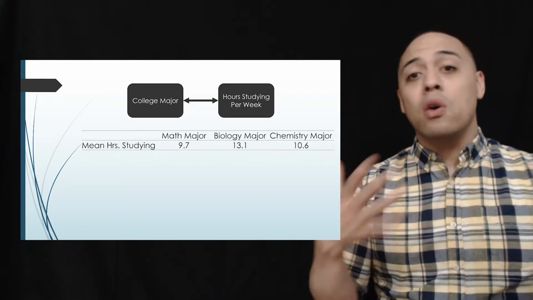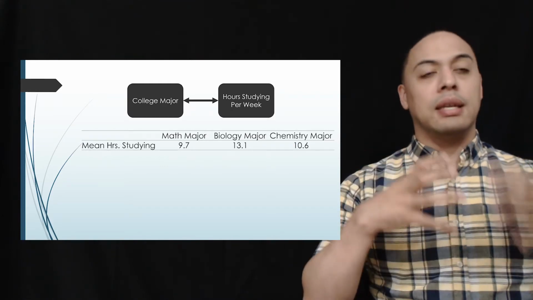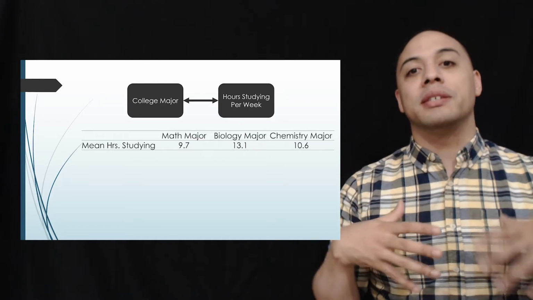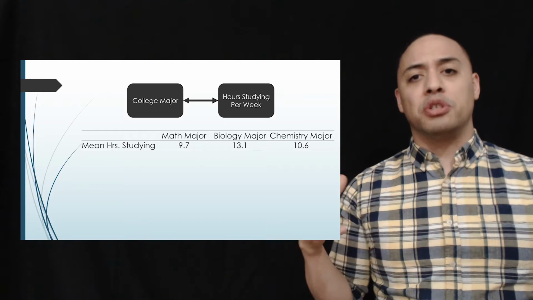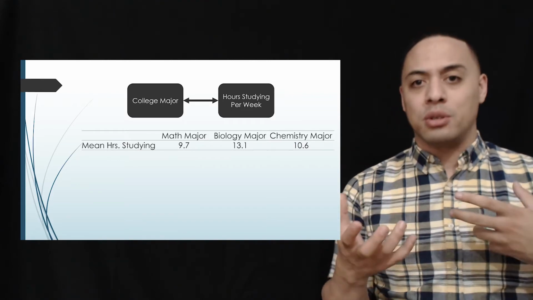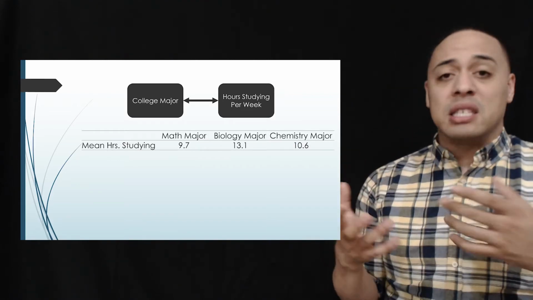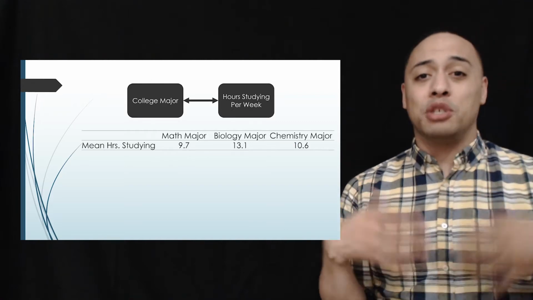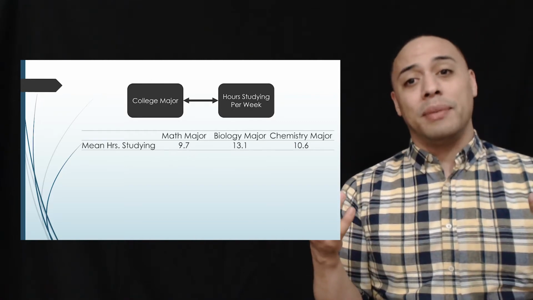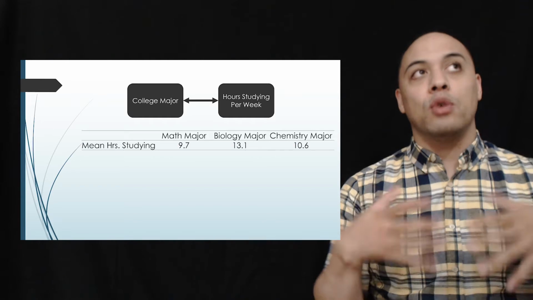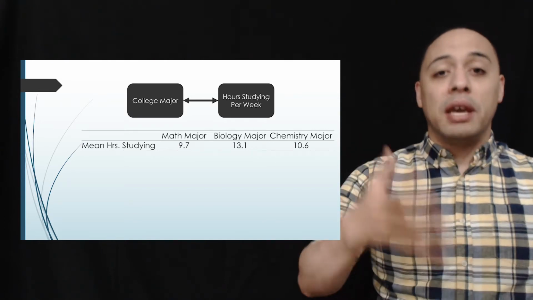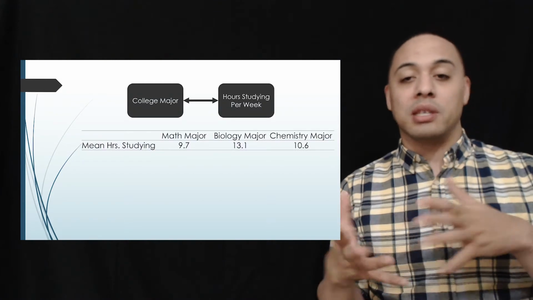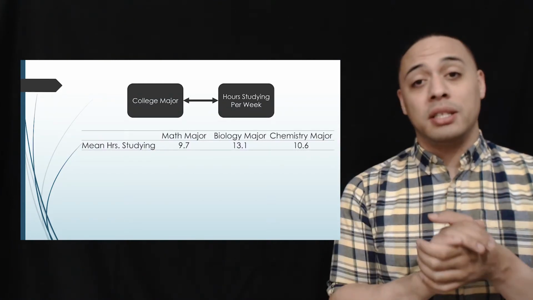And this by no means indicates that every bio major is studying more than every math major, right? Certainly there are distributions within the majors of how much they're studying, but at the very least, looking at these differences in average pretty much summarizes a lot of the information you're probably wondering about when you ask the question, is there a relationship between the major someone is and the number of hours they spend studying? So this is called a conditional means table.